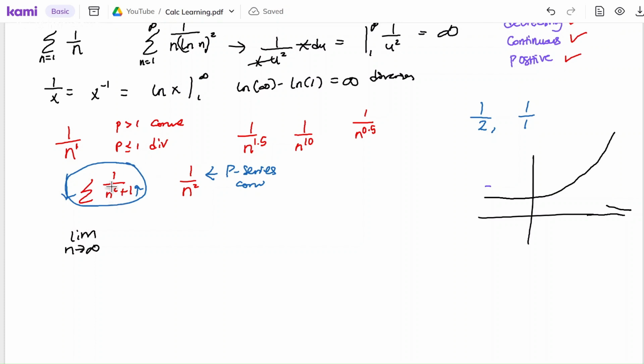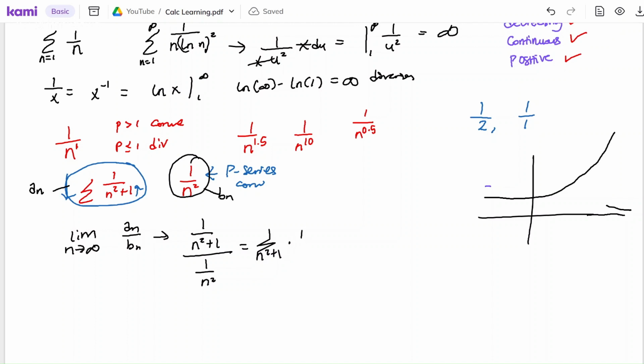And usually the function that we have, and what we're looking for, is called a of n, and what we're comparing it with is called b of n. So for the limit comparison test, it's going to be a of n over b of n. So this one's going to be 1 over n squared plus 1, over 1 over n squared. We can write this as 1 over n squared plus 1 times n squared over 1. Then it becomes n squared over n squared plus 1.